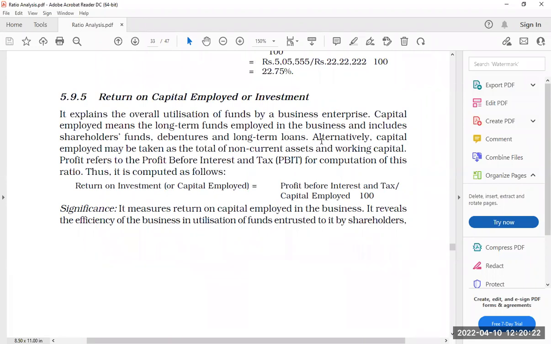Okay, how do you calculate return on investment? What is return? Profit before interest and tax. Profit before interest and tax divided by capital employed. Investment is nothing but capital employed. Whole thing multiplied by 100. What's the logic? Higher the ratio, higher the ROI percentage, better the efficiency of the company.